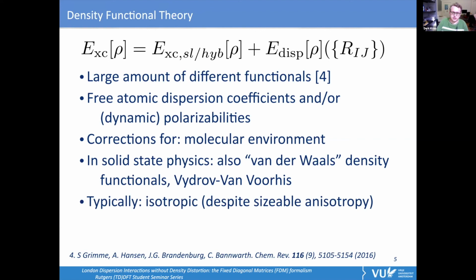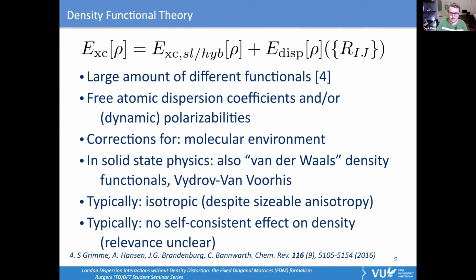So what is the issue with the large amount of functionals that are there still? Typically it is that they are isotropic. This is, of course, something that always happens when you start from some free atomic quantities, that it's quite difficult to then introduce some anisotropy in there. But we do know that anisotropy is sizable. If you look at, for example, the C6 dispersion coefficient for hydrogen-hydrogen, you will find that it depends something like 10% on the orientation of the two molecules.